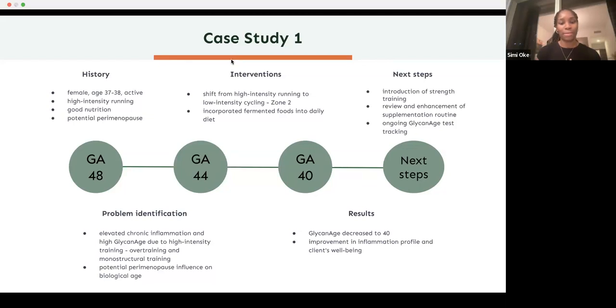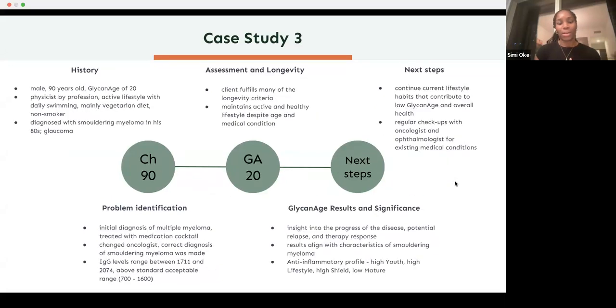Okay, so just carrying on, this case in particular is of interest to me. Ultimately, this was a 90-year-old male who had a GlycanAge of 20, which, as you can imagine, is very unusual.